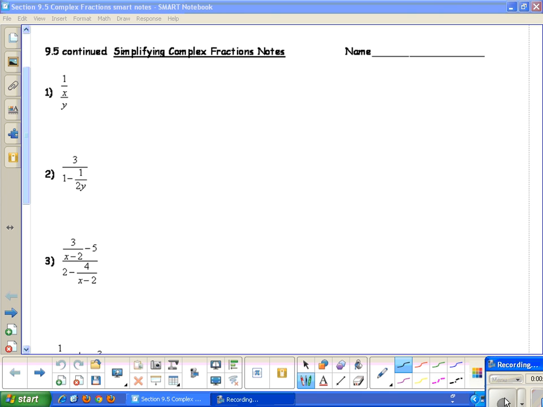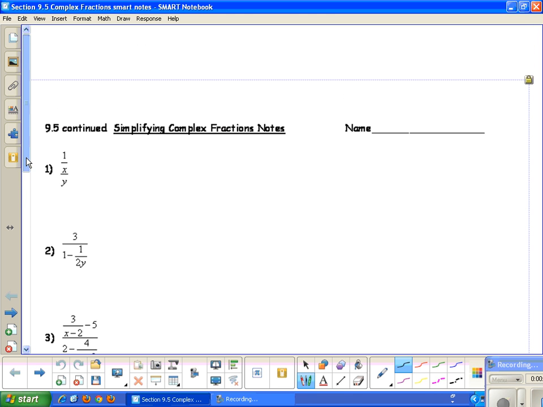Section 9.5 continued. Simplifying complex fraction notes. All right, so we're going to write some stuff at the top of our paper before we begin. So these are the steps to simplifying complex fractions.